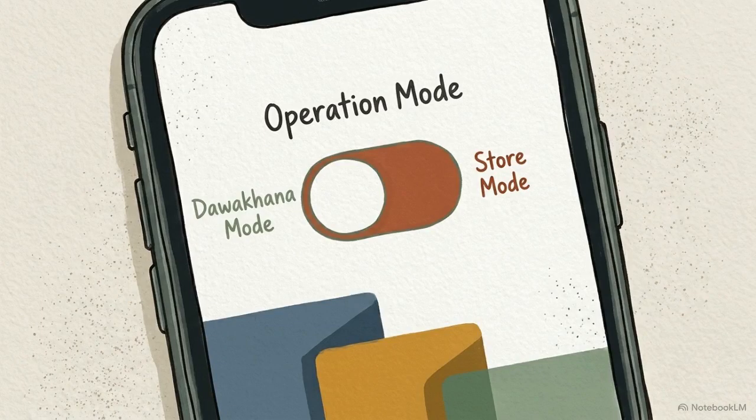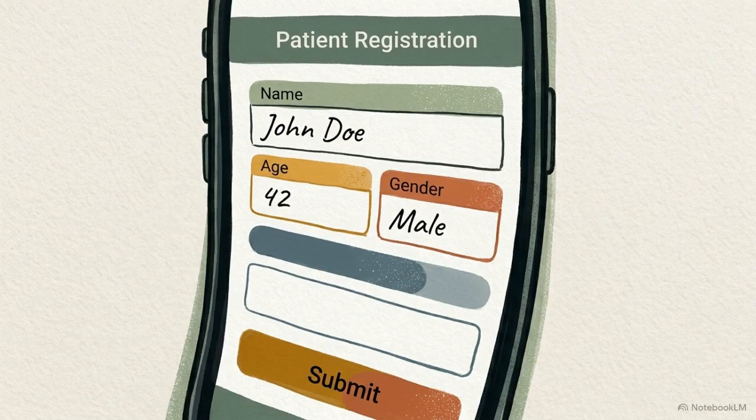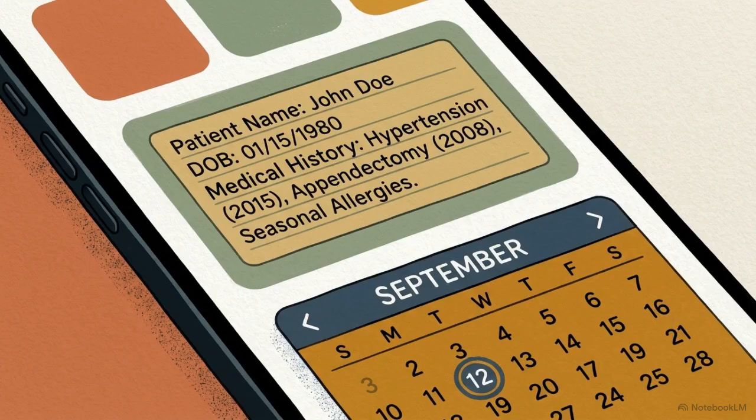Let's start with clinical operations. When you launch the app, you will see a main toggle switch. Make sure Dawakhana mode is actively selected rather than the retail store mode. Once in clinic mode, navigate to the patient portal. Here, you will type in the patient's demographic information, log their ongoing medical history, and set a specific date for their initial appointment in the system.